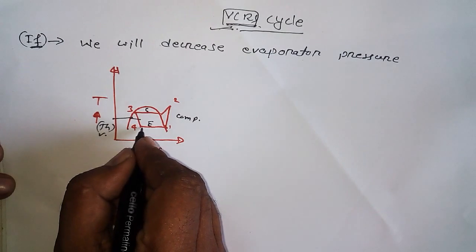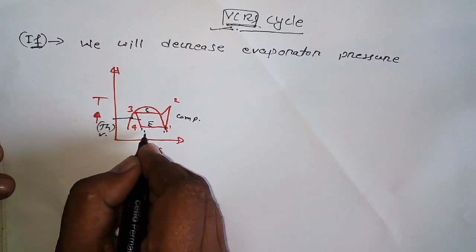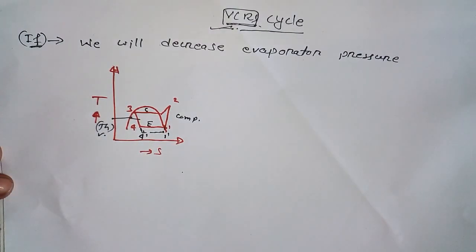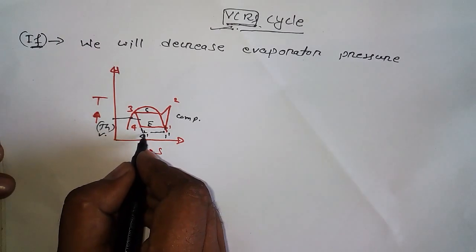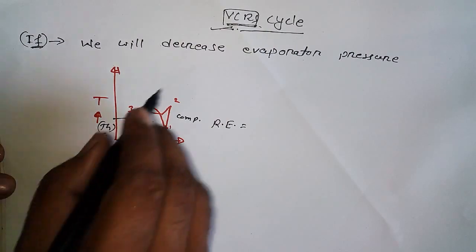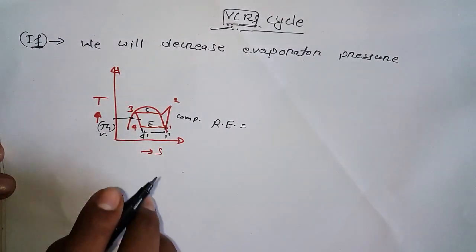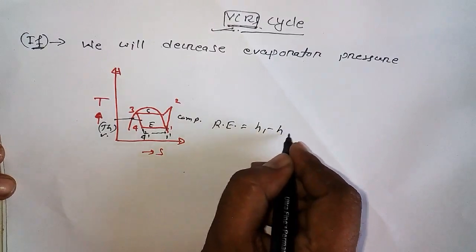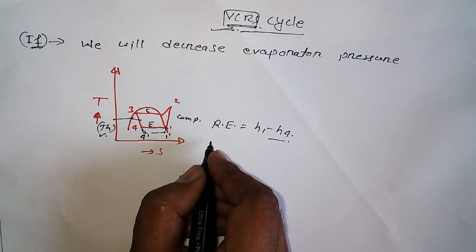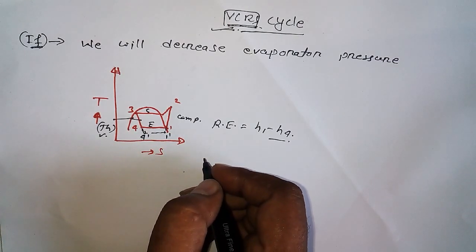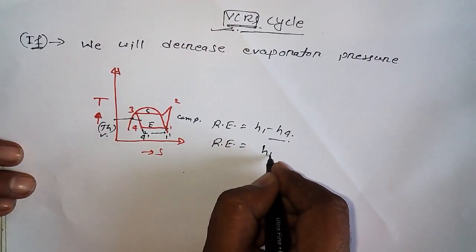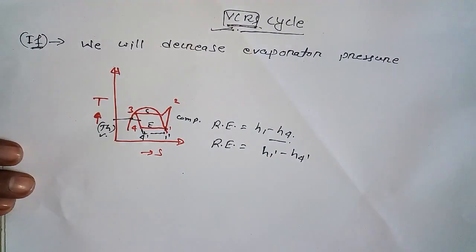Now we will decrease the evaporator pressure like this. So this is 1 dash, this is 4 dash. What is the refrigerant effect here? Without decreasing evaporator pressure, refrigerant effect would be H1 minus H4. If I decrease evaporator pressure, then refrigerant effect would be H1 dash minus H4 dash.